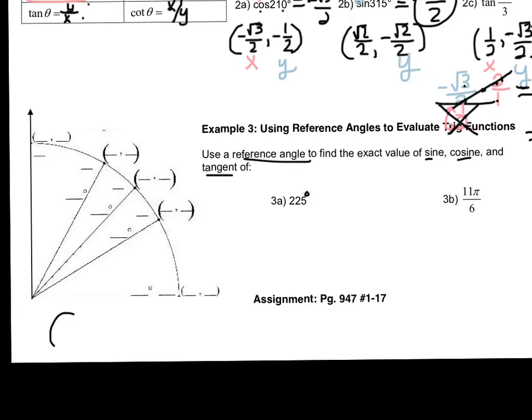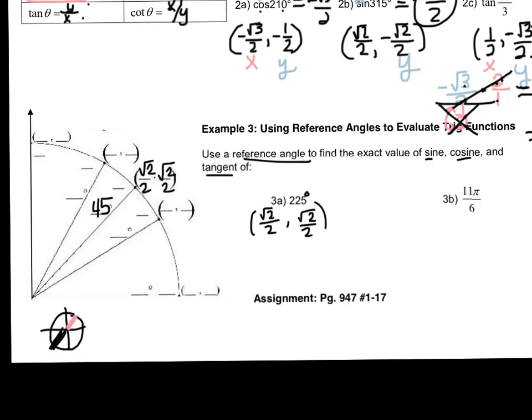And if you think about it, 225 is down here in the third quadrant. So since it ends in a 5, its reference angle is 45. So we're going to look at the 45 degree angle, which would be right here, and we're going to look at those coordinates. It's the square root of 2 over 2 and the square root of 2 over 2. And I'm going to jot those down. Square root of 2 over 2, square root of 2 over 2.